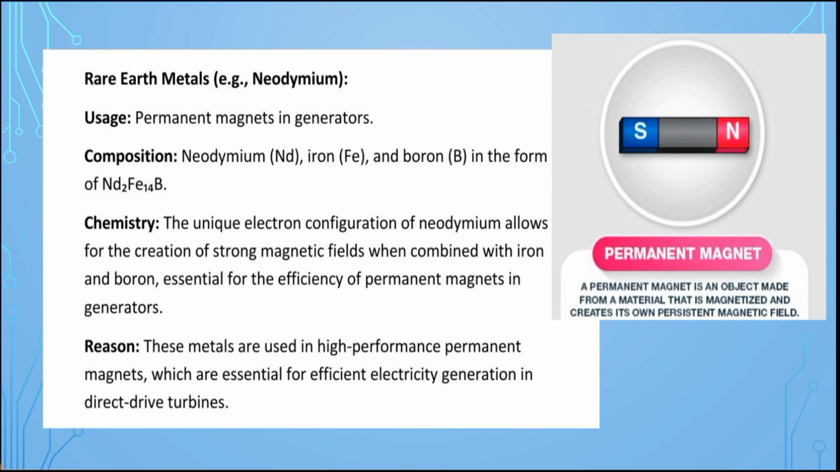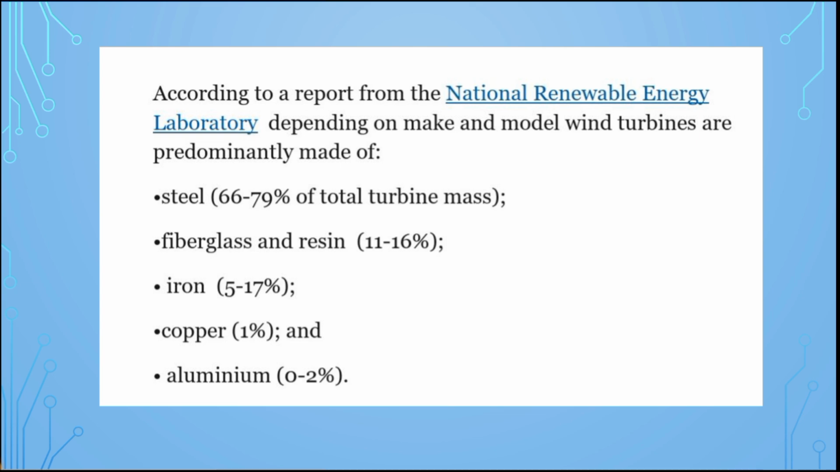generation in wind turbines. According to a report from the National Renewable Energy Laboratory, steel makes up 66 to 79% of the total mass of a wind turbine, fiberglass and resin make up 11 to 16%, and 5 to 17% is iron, 1% is copper, and 0 to 2% is aluminium.